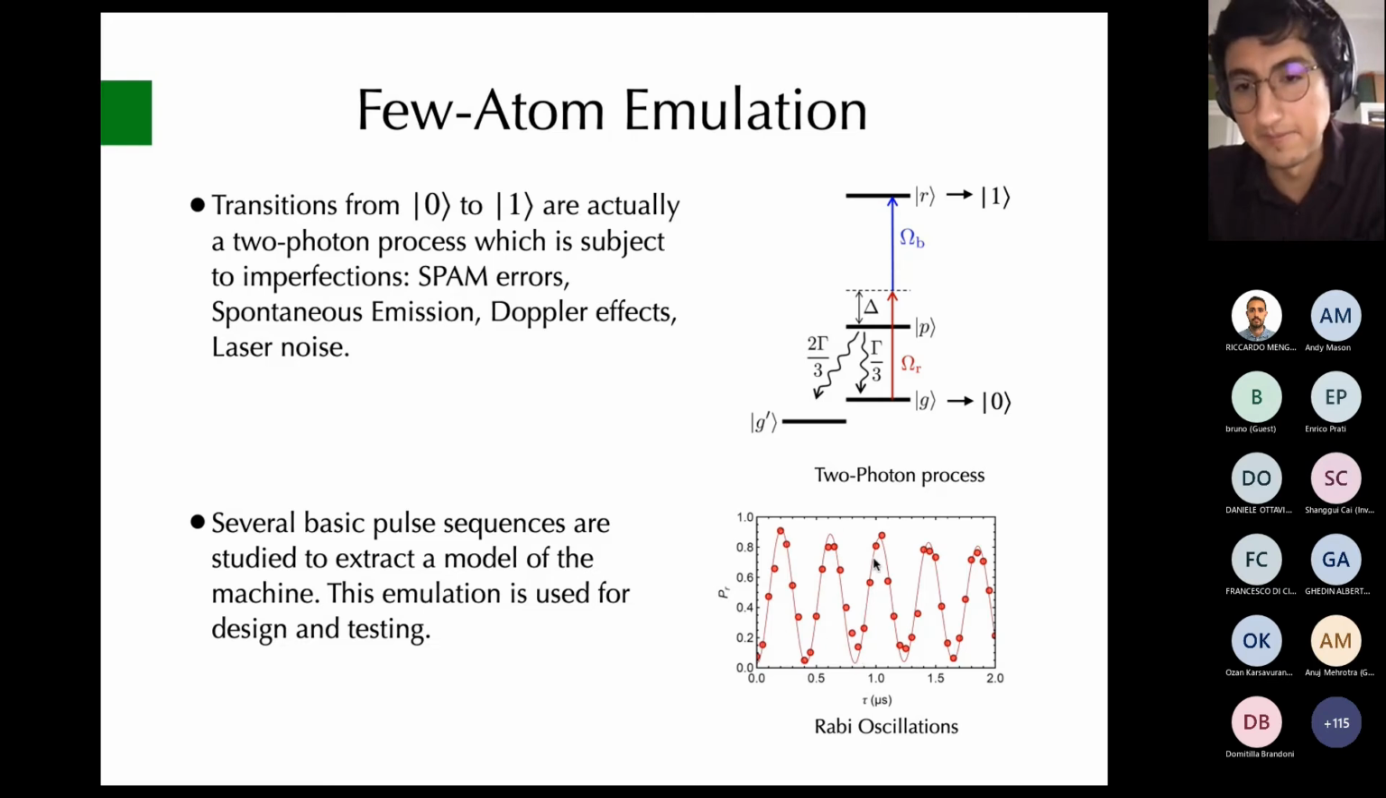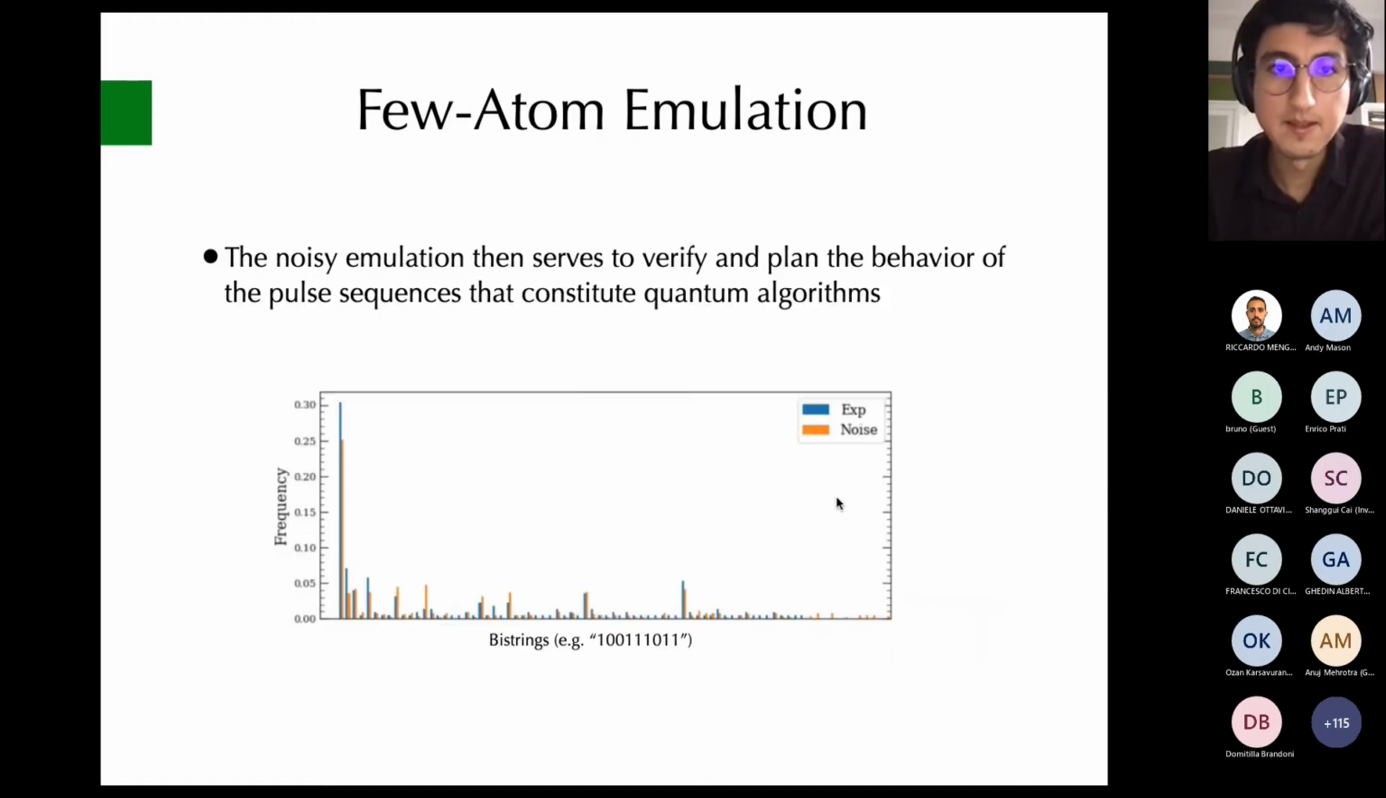So this, for example, in red is the results of a model, and the dots represent experimental data. Now, the noisy emulation is used to verify and plan the behavior of the pulse sequences that we constitute, for example, quantum algorithms. Here, for example, you see real experimental results in blue from a particular pulse sequence that is a part of an algorithm, and then you have to match it up with the noisy results.